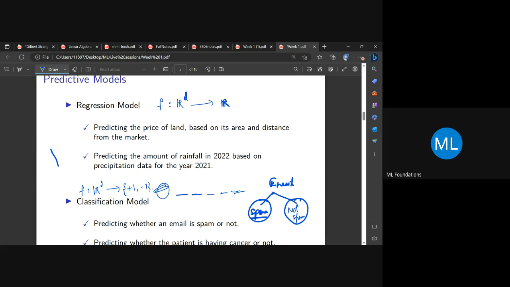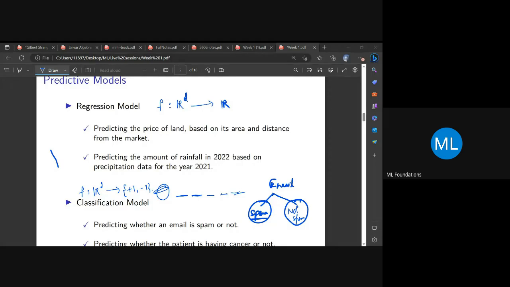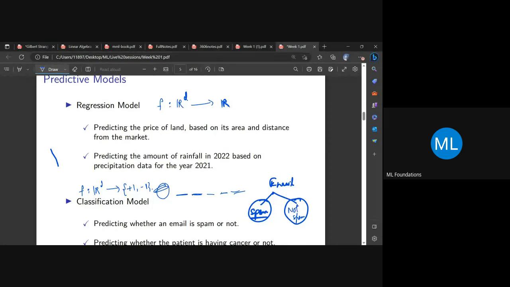Some examples for regression: predicting the price of land based on its area and distance from the market. So here you have some features given to you. What do you want to predict? You want to predict what should be the price of this land, right? And the features are how much is the area and what is its distance from the market. So there are two features here: area and distance from the market. And the price again will be a real value, so it's a regression model.